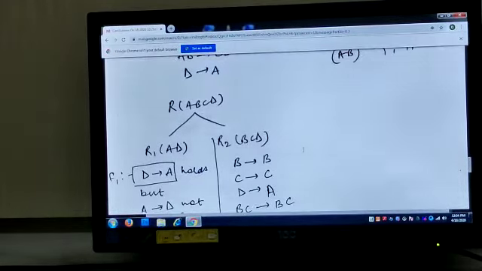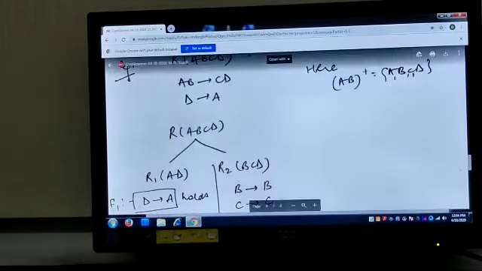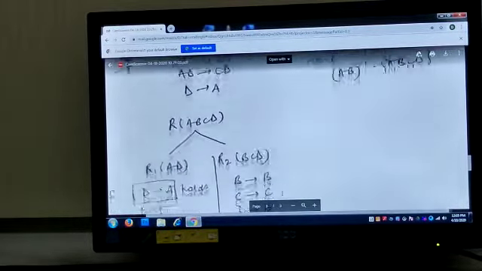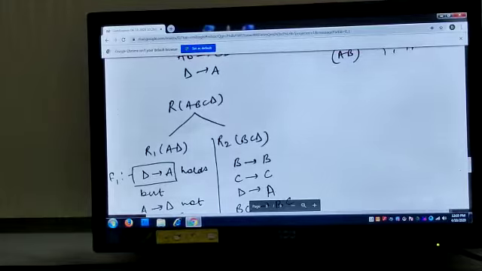Now, what about this AB to CD? We will start finding out the closure of each of the attributes. Using these functional dependencies, you can see that using B, I cannot determine any attribute. Using B, I can determine only B. Using C, I can determine only C. But using D, I can determine A, but I cannot include it here because I am not having A, right? So just ignore this.